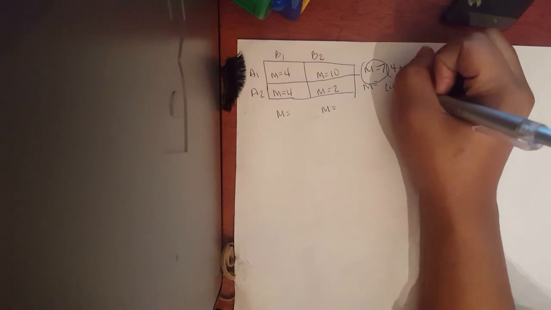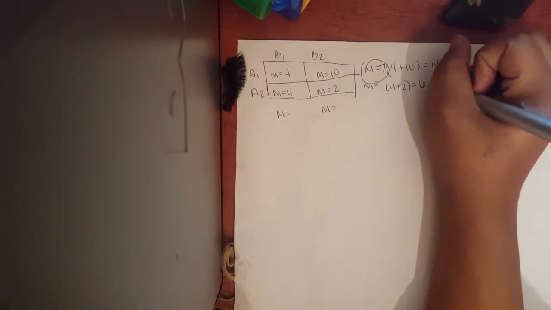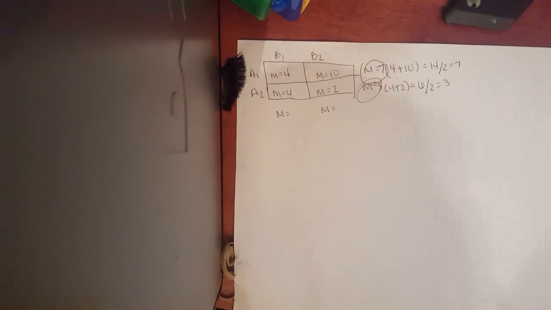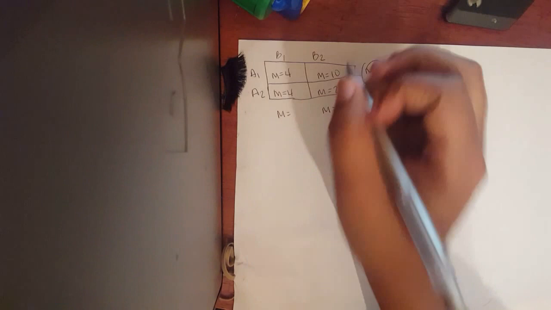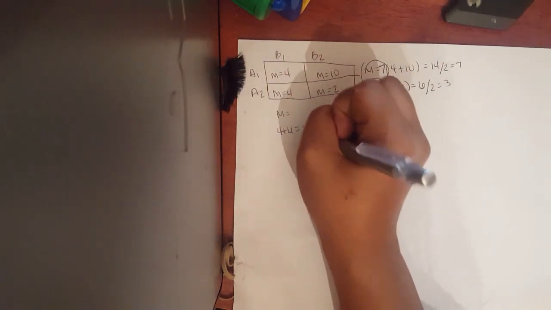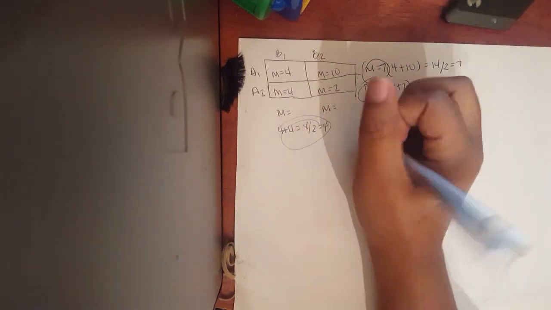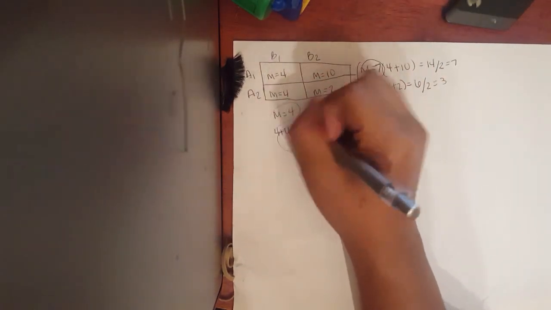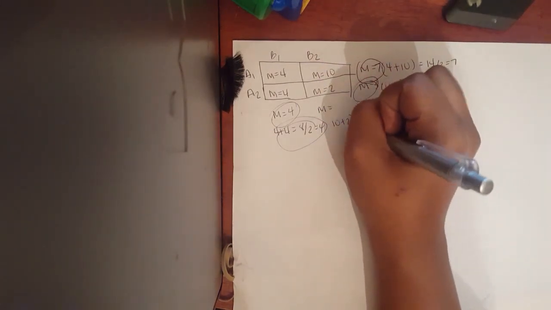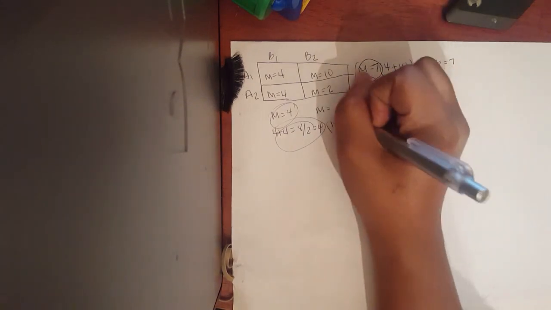So 4 plus 2 equals 6, and 6 divided by 2 equals 3. So that's my answer for this one right here. Very simple. You're going to come back down and do 4 plus 4, which equals 8, and divide that by 2 to get 4. Then we're going to do 10 plus 2 equals 12, divided by 2 equals 6.